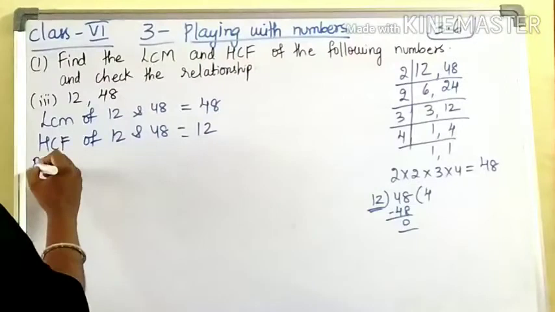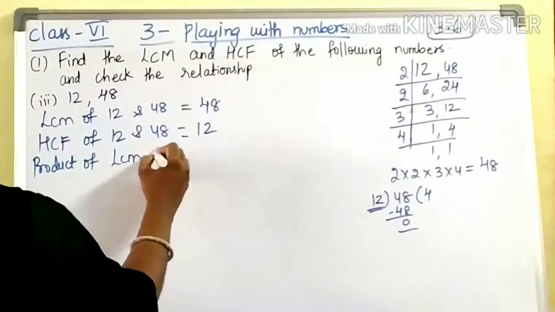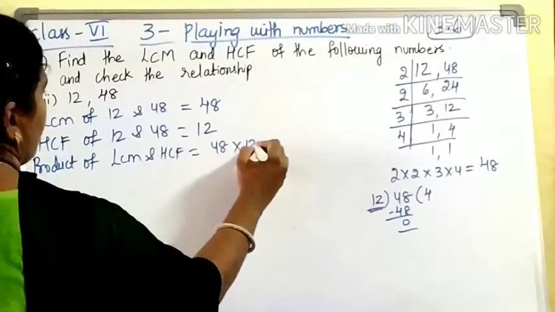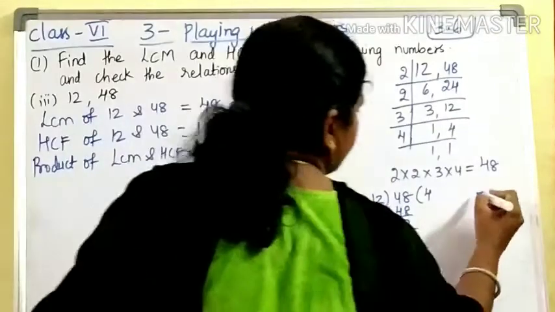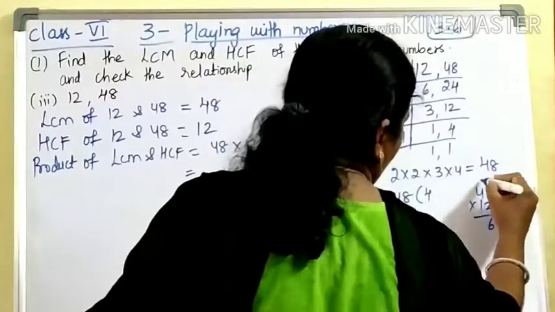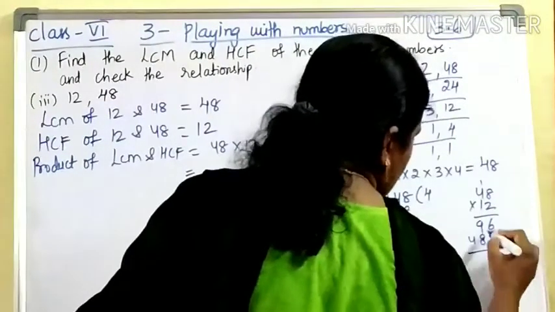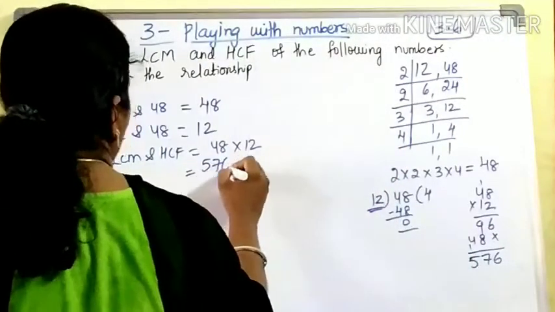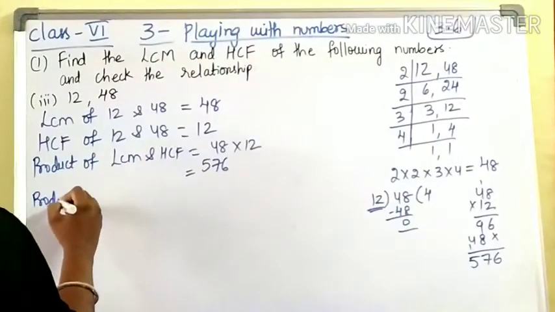Now we will find the product of LCM and HCF. What is the LCM? 48, and HCF is 12. 48 into 12, how much are you going to get? 2 eights are 16, 1 2 4 is 8, 9, 8 4, 6 7 1, 576 you are going to get, children. 576.